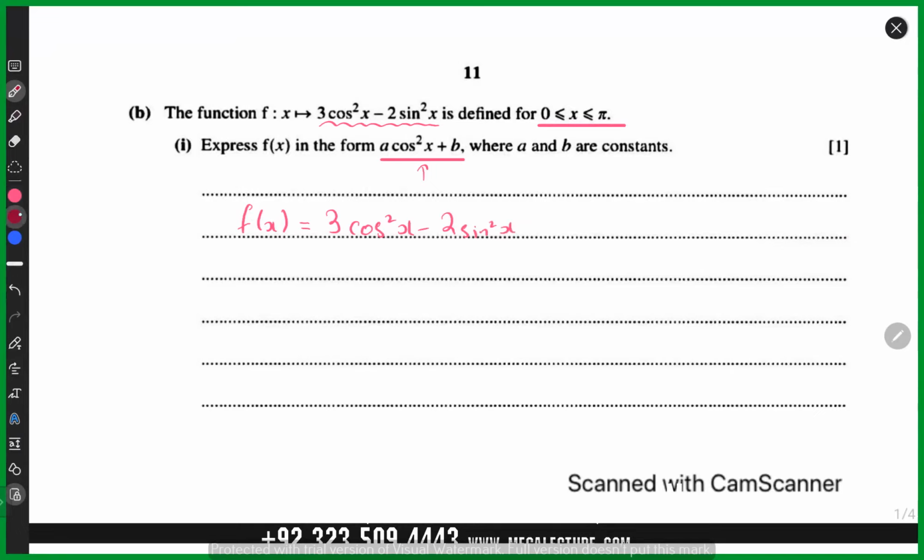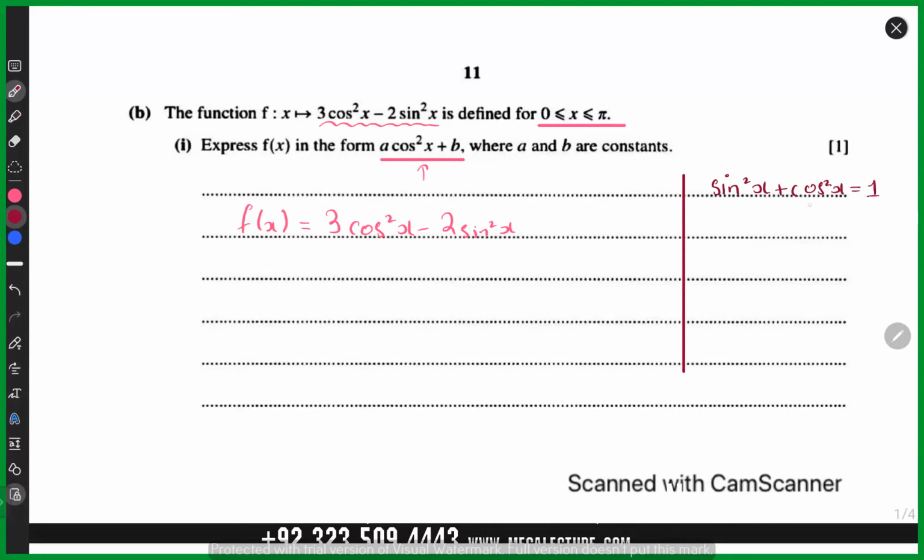Now, what do I see? I can see that I need to convert it in such a way that I get rid of sine squared x. I only have cos squared x. So what identity should I use for this? Can anyone tell me? 1 minus cos. Yes, that is right. Very good. Okay, so basically, originally the identity is sine squared x plus cos squared x equals 1.